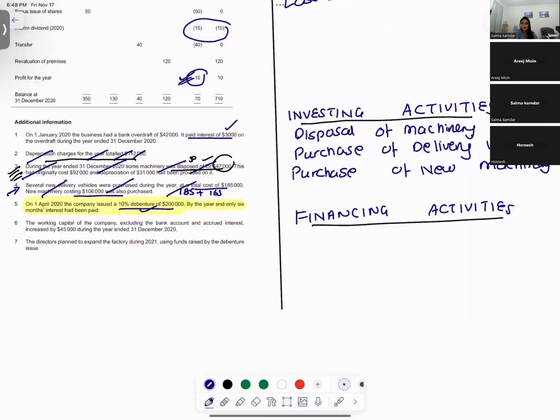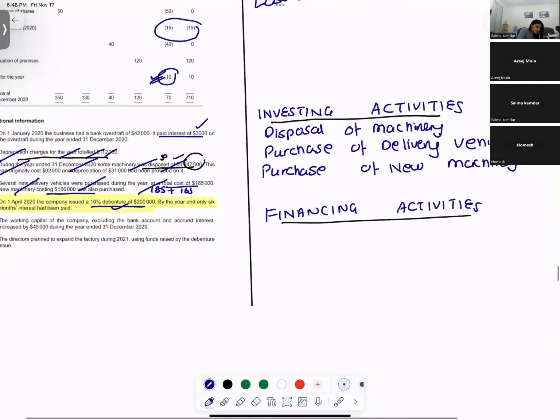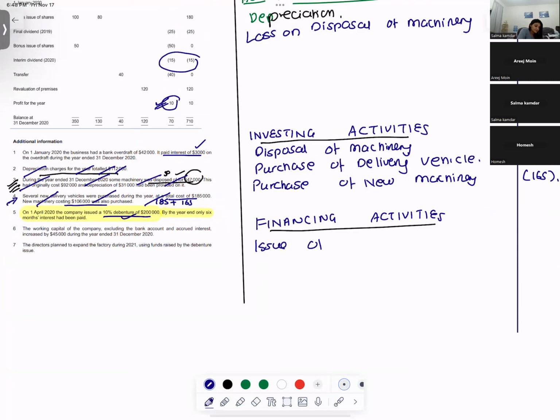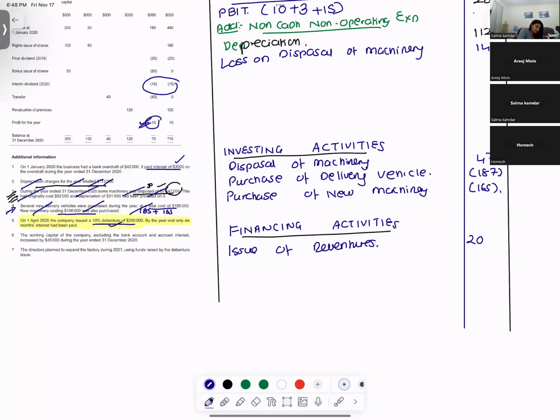Now adjustment number 5. There is issue of debentures, 10%, so 20,000. Which activity? Financing activity. Financing activity would be issue of shares, issue of debentures, and dividend paid. Okay. So there is issue of debentures. Inflow, outflow? Inflow. 200,000.